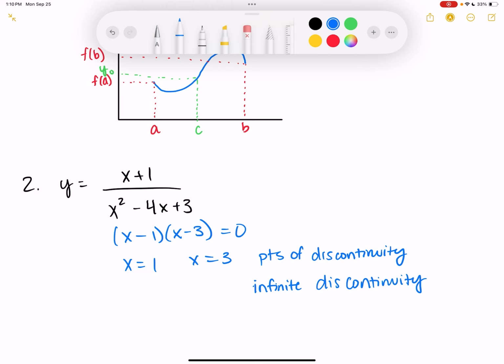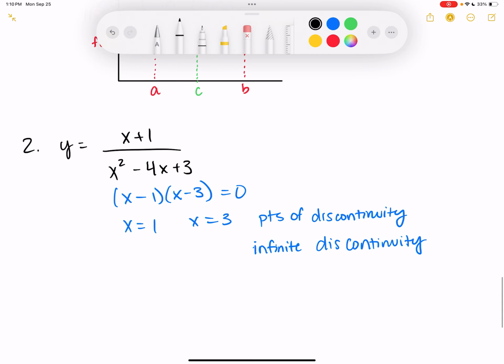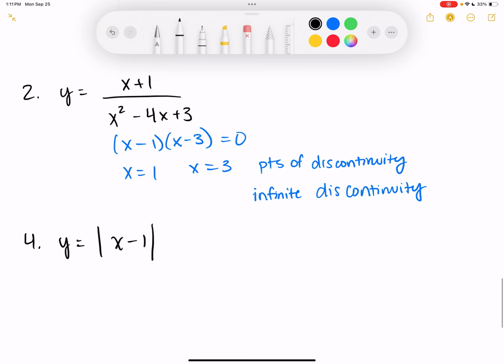Number 4. Y equals the absolute value of x minus 1. Is this continuous? Nathan says yes. Peyton says yes. Well, there's 10 problems in this section. What does an absolute value function look like? A V, okay. Are there any gaps in it? Nope. Okay, so it is continuous.